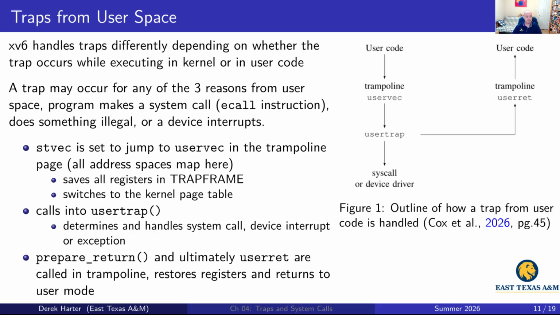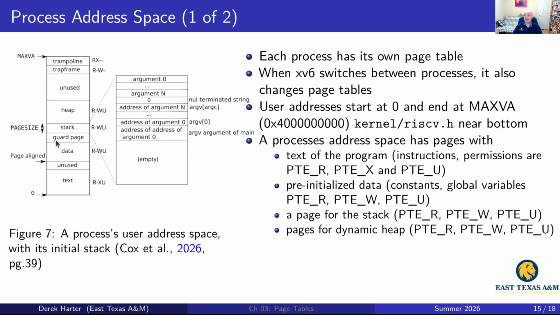I just wanted to jump back to a figure from the previous chapter and the previous lectures. When we were talking about the process address space and page tables, remember that at the top of the virtual address space, when we set up the page table for a process, we map the trampoline page and the trap frame.